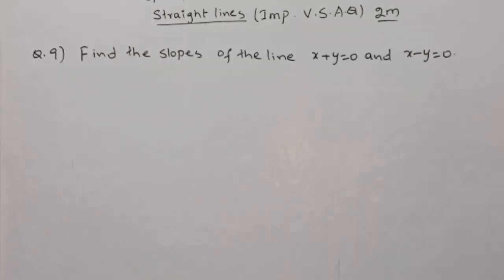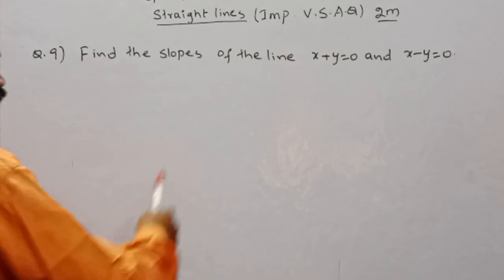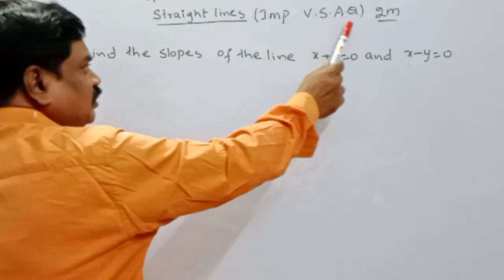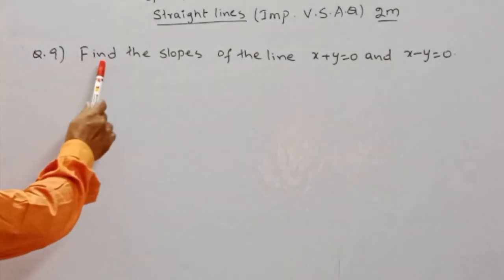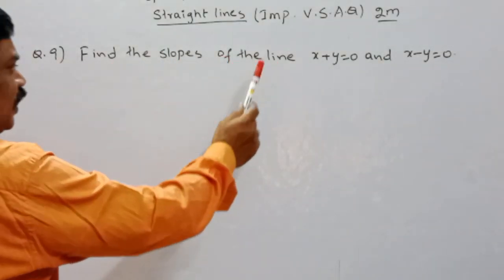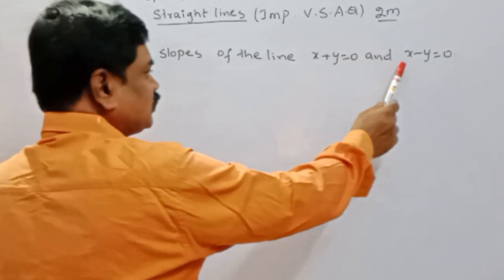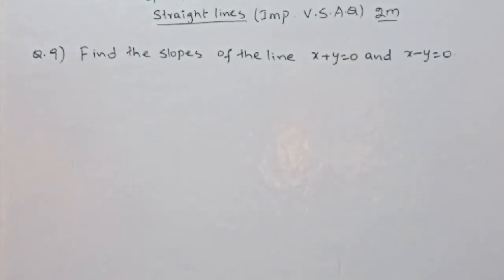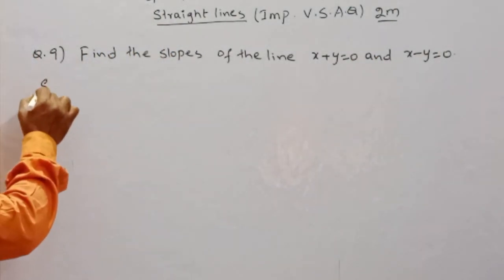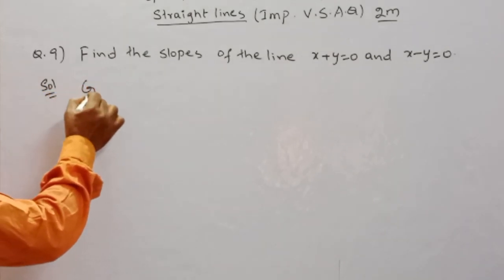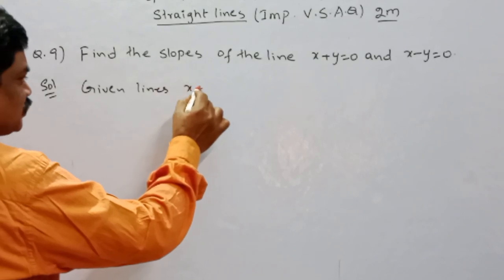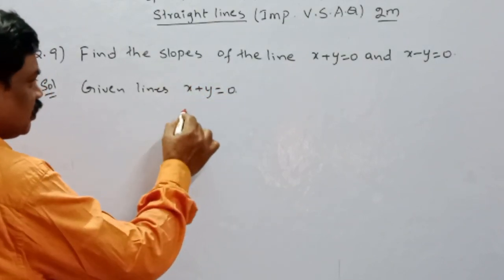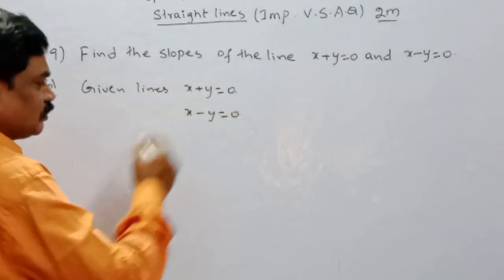One more problem. IPE, AP state and Telangana state, important very short answer questions, 2 marks. So here, question number 9. Find the slopes of the lines x plus y equals 0 and x minus y equals 0. Here we have the given lines: x plus y equals 0 and x minus y equals 0.